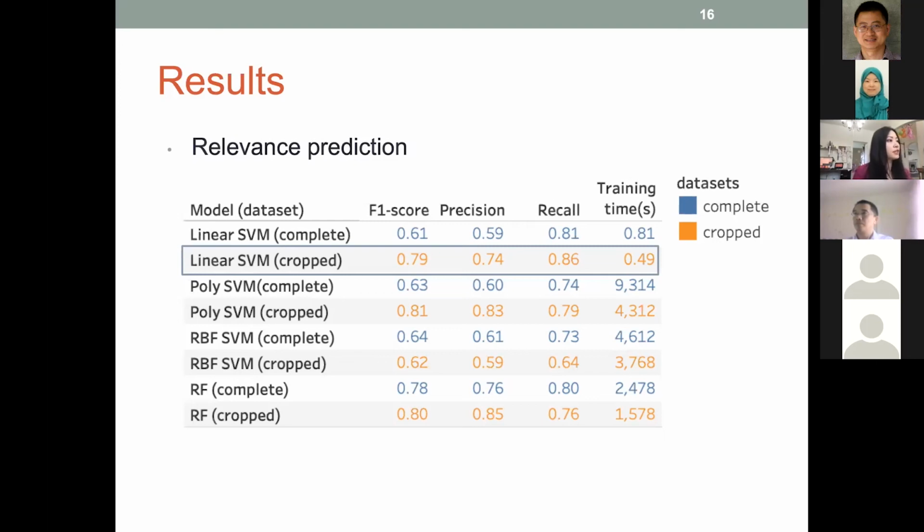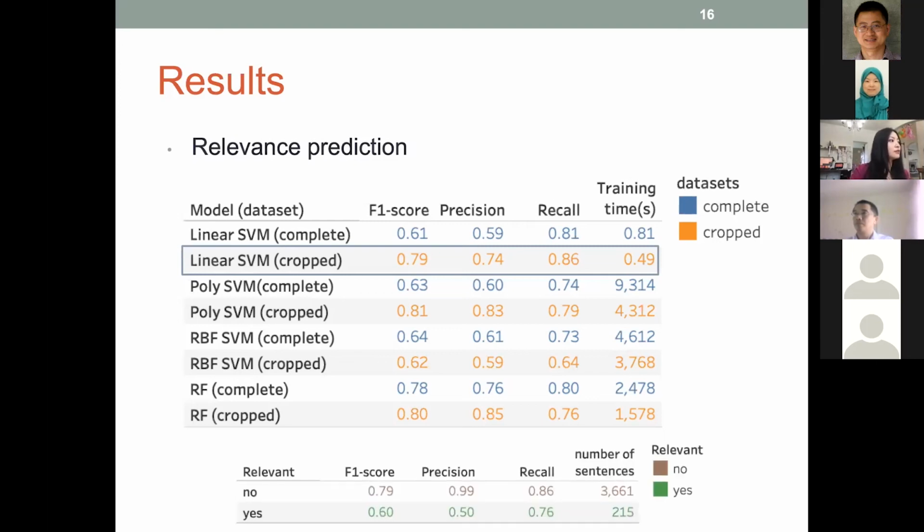And this table summarizes the linear SVM model performance split into relevance yes or no. Due to the still imbalanced data set, even after oversampling, the model performs better on predicting blank versus predicting relevant sentences.